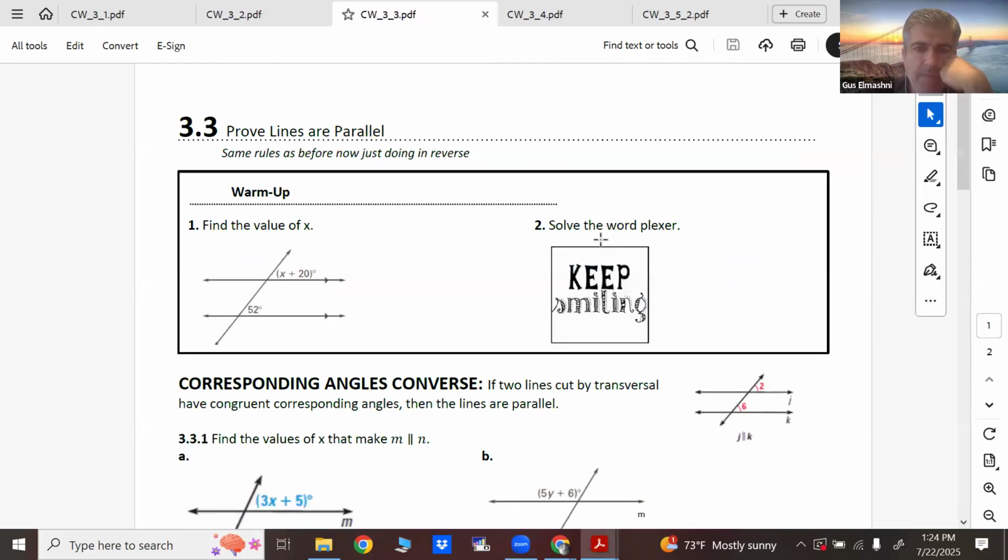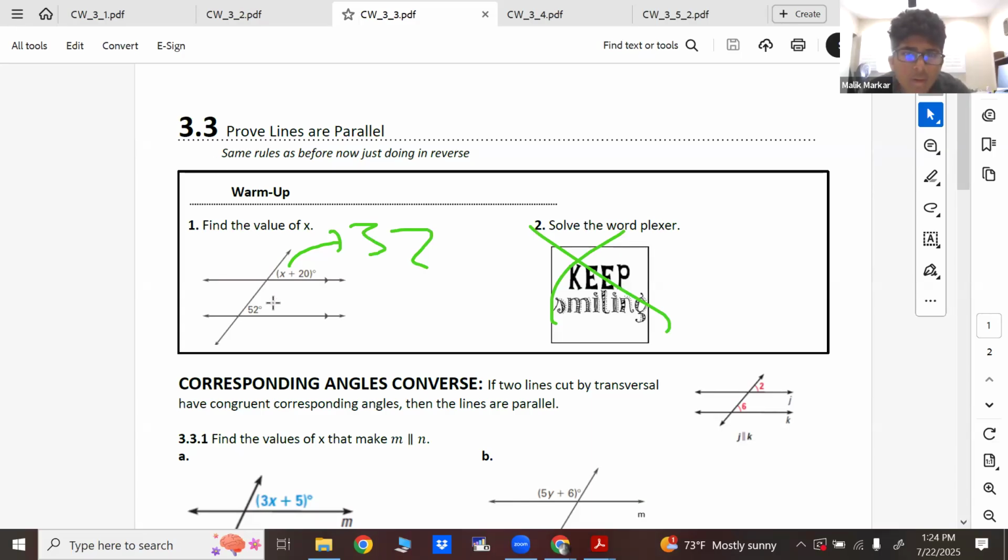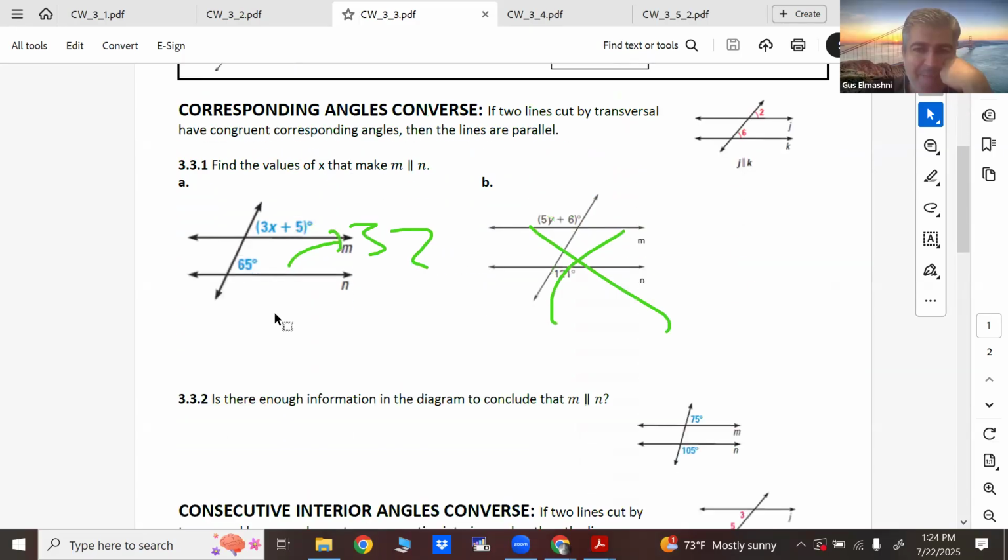Okay, let's move on to the next one. So now we know what to expect here. We know X is going to be 32. Let's not worry about that one. What are they even asking on number two? I don't know. Don't worry about it. It's so dumb. I found this online somewhere. It's stupid.